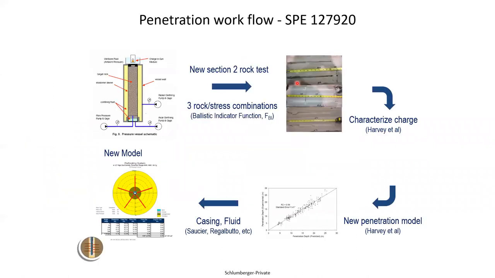So then, what is actually API standard 19B, section 2? What do we do? In Schlumberger, we have a perforating lab, and in the perforating lab we can do another test on the charges. In this case, we will have a stressed rock. We have over here our charge. This is the target rock.